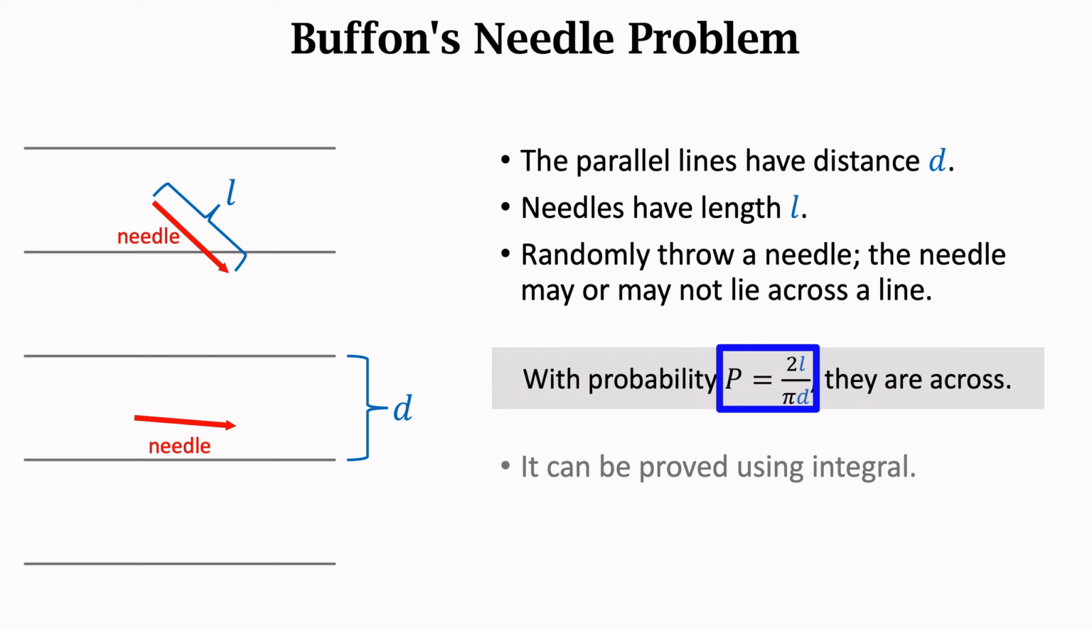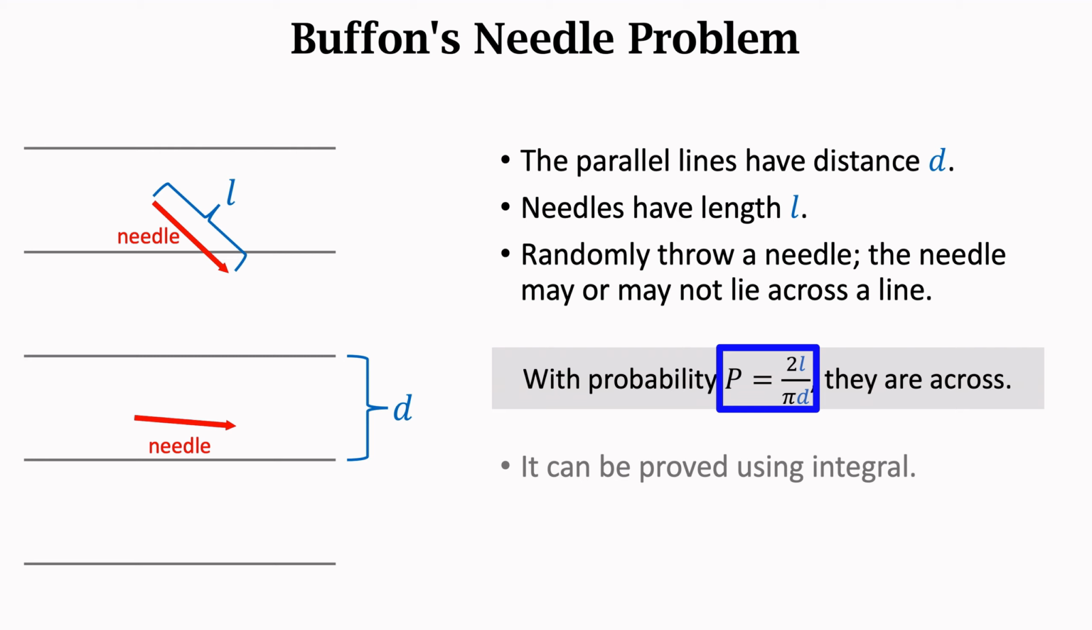Recall that calculus was invented by Newton and Leibniz. They were about half a century older than Buffon. Calculus was very well known in Buffon's time. It's not hard for them to find the probability is p equal to 2L over pi d.